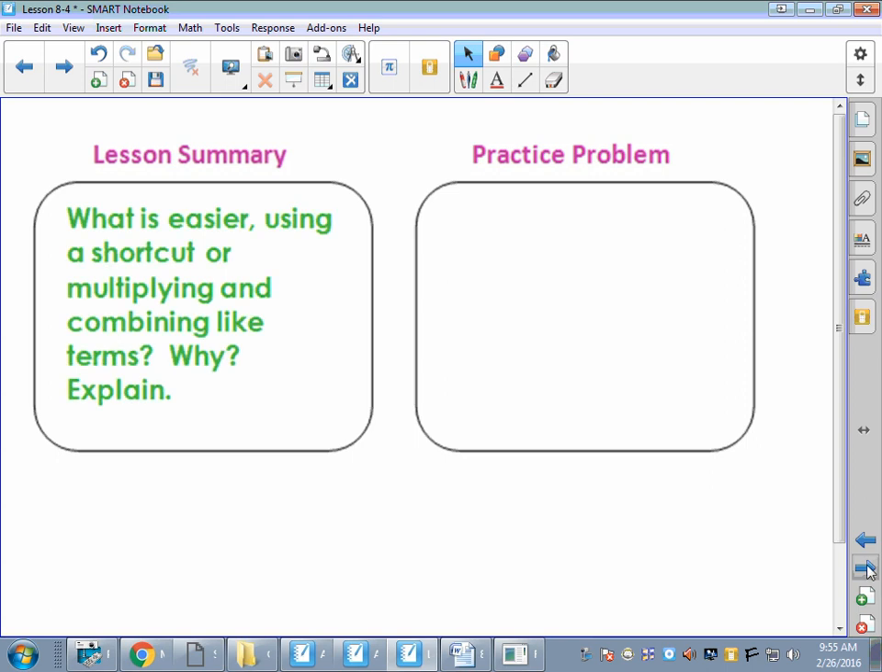Please tell me, what do you think is easier? Using a shortcut, which I didn't do much of, or just multiplying and combining like terms? Explain why you think that. Is it too much to remember? Do you understand the shortcut? Do you like to try to make it as quick and painless? Whatever. So what do you think is easier?